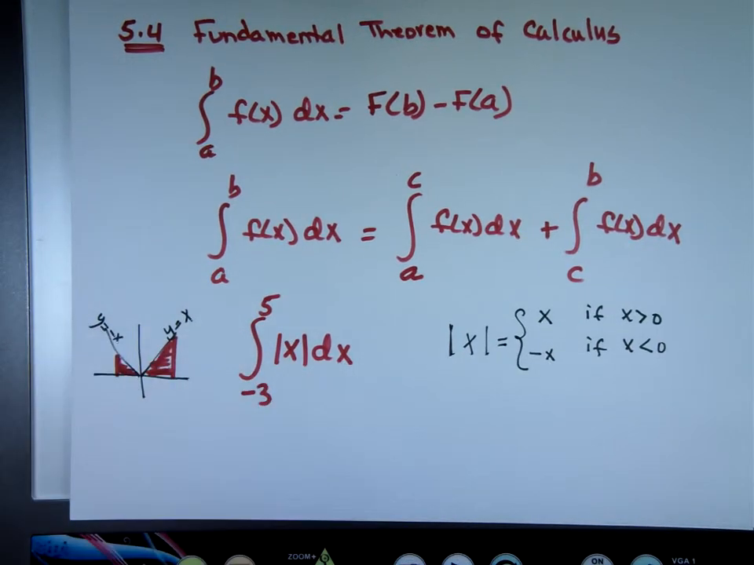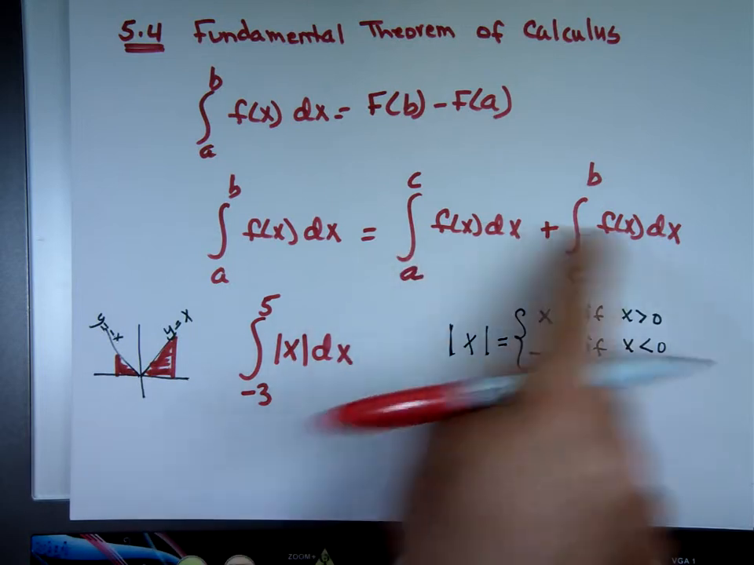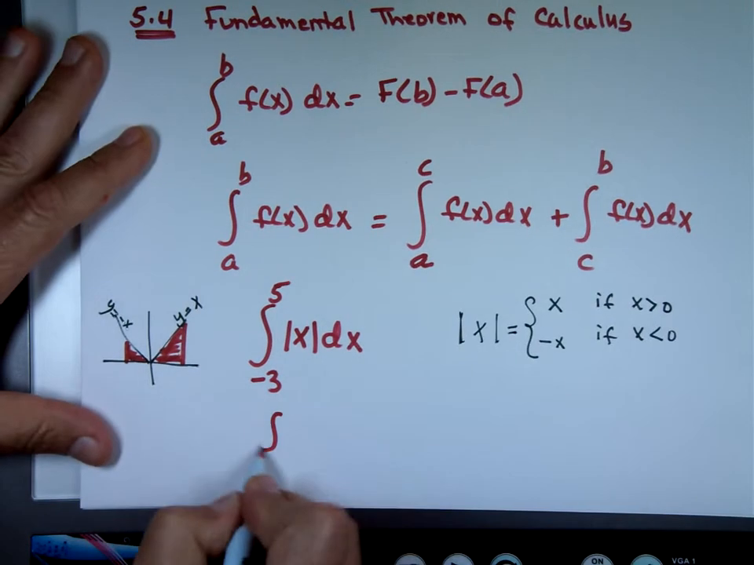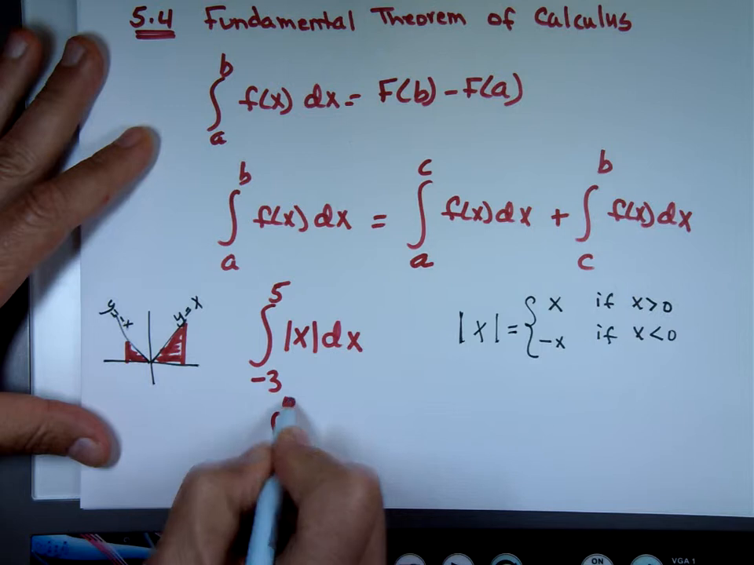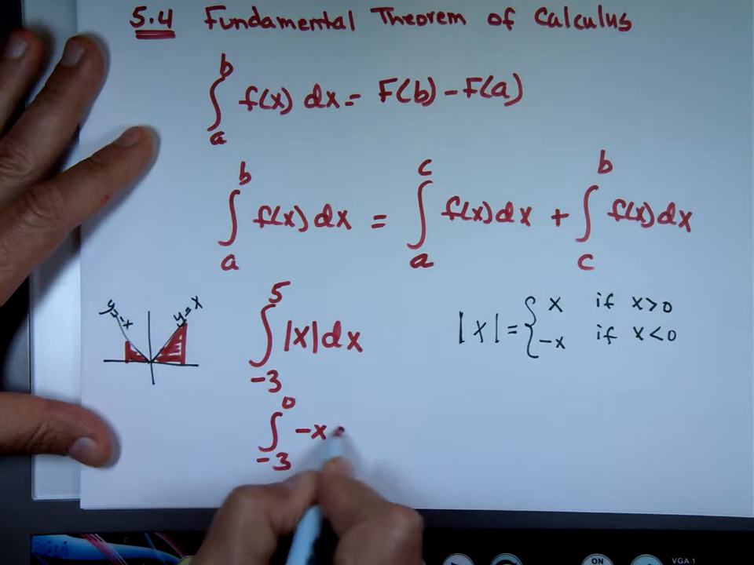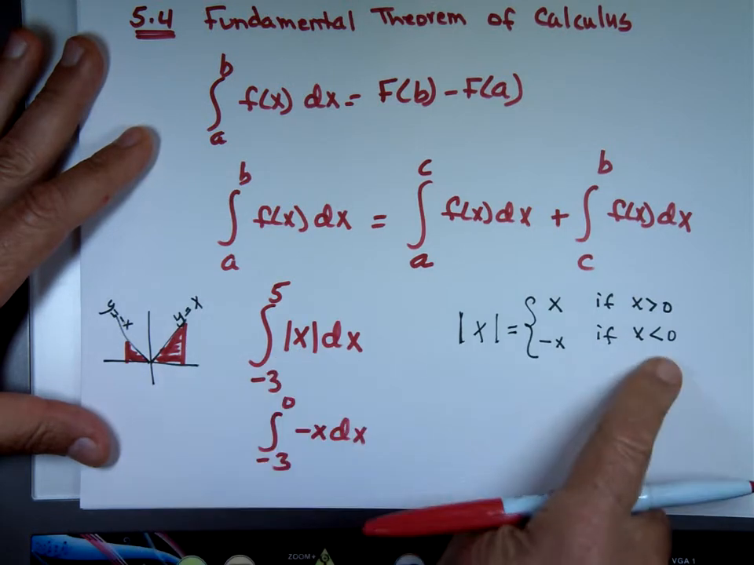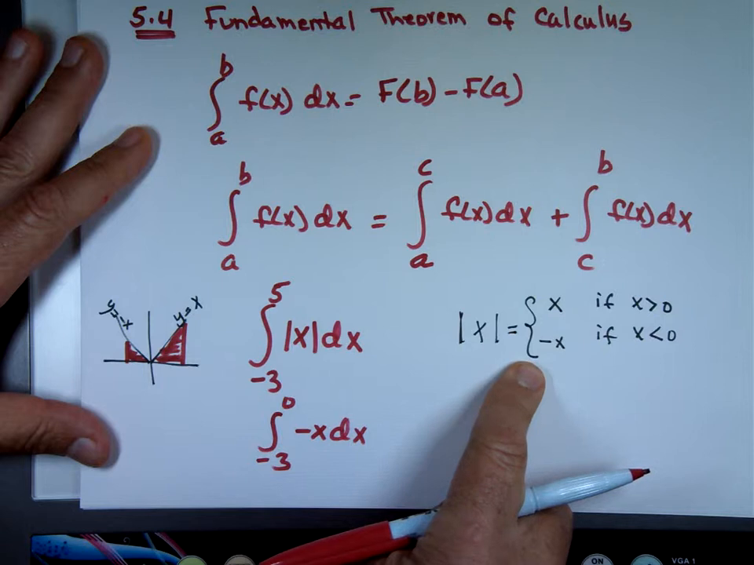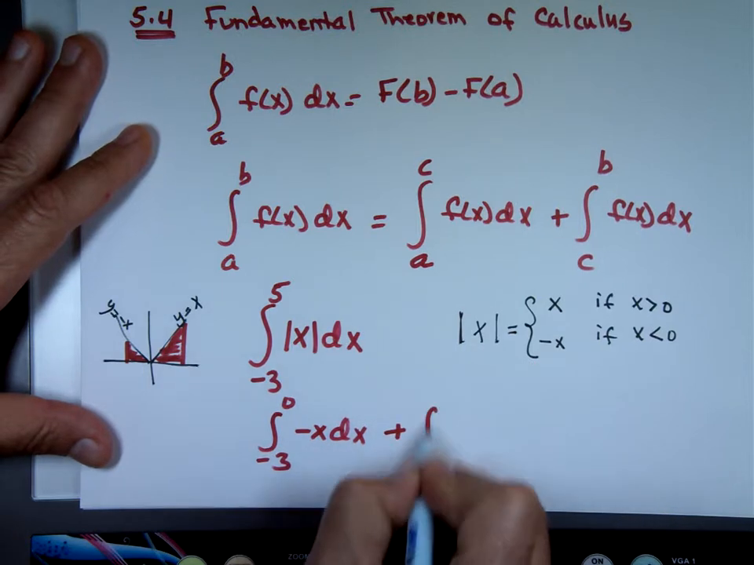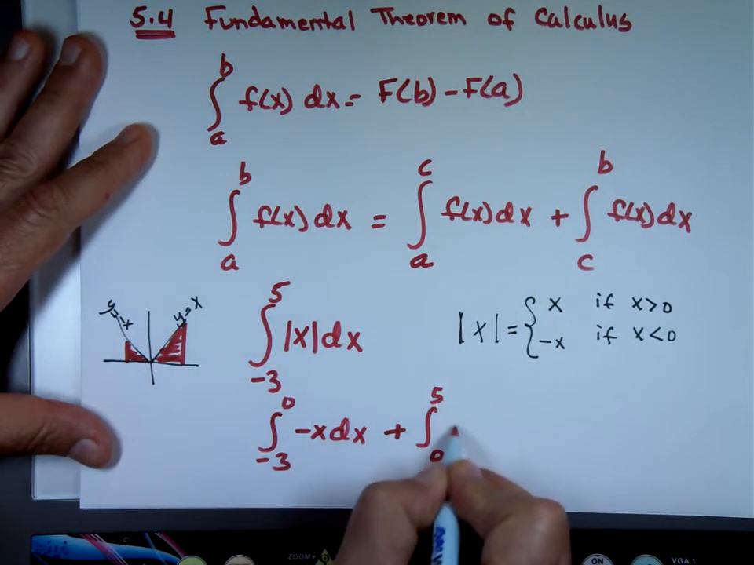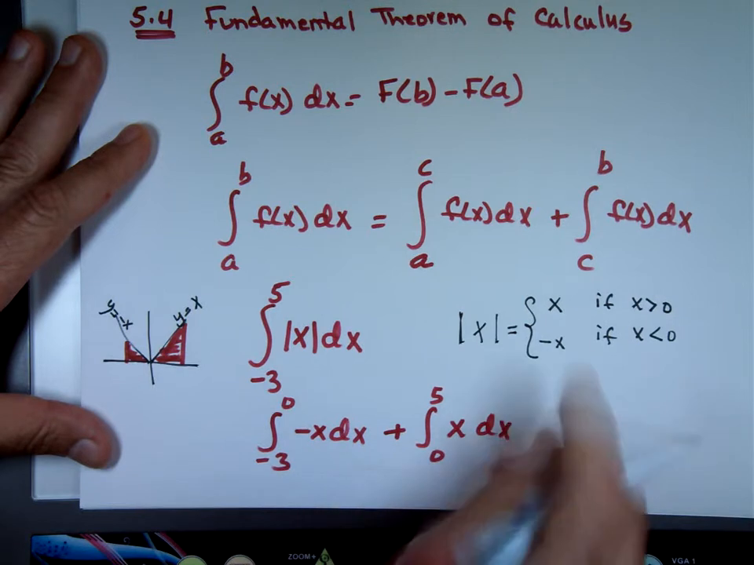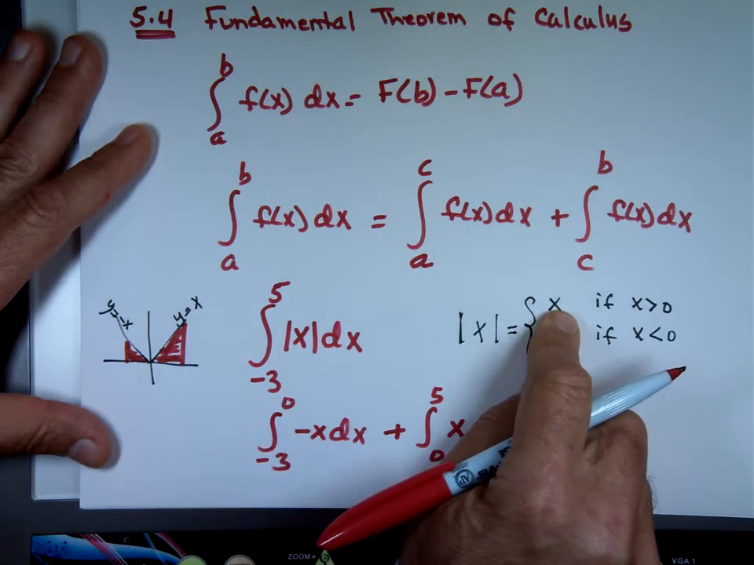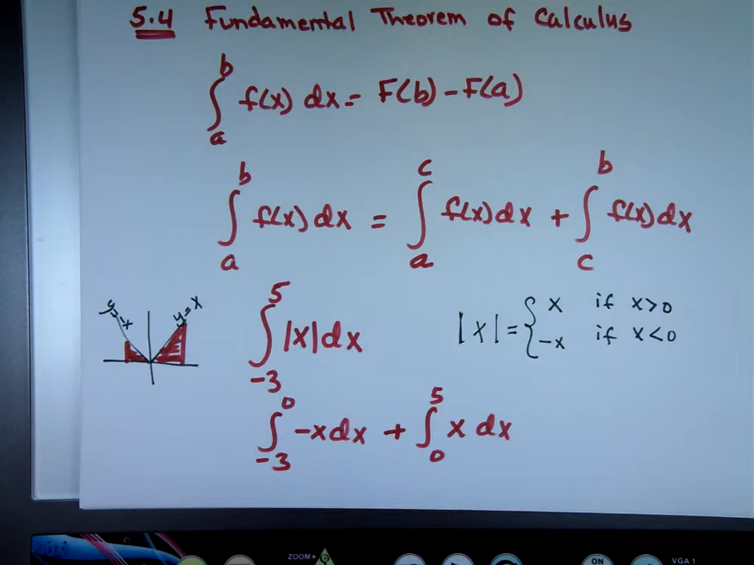So in this case, I have to break that function down using this one. I got to integrate that from negative 3 to 0 and use negative x dx, because that's what the absolute value is when x is less than 0. Add to it from 0 to 5 x dx, because the function changes. There is no negative area here.